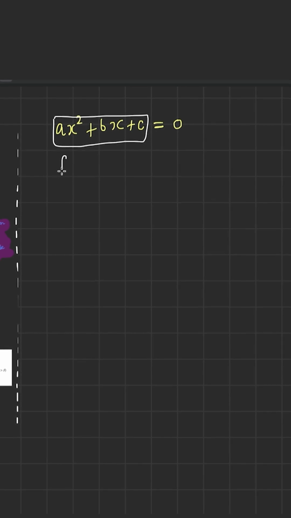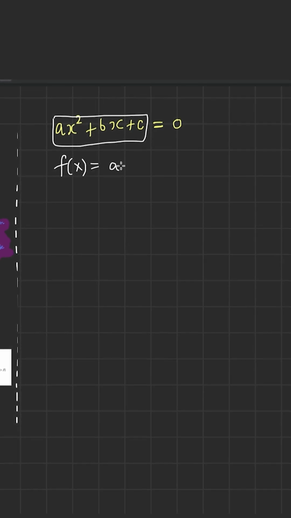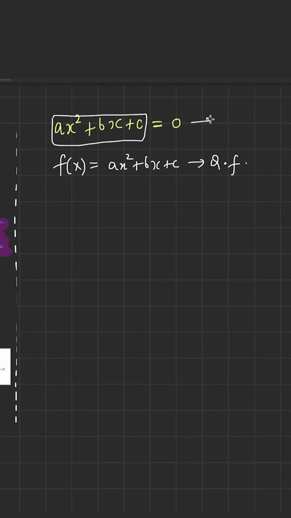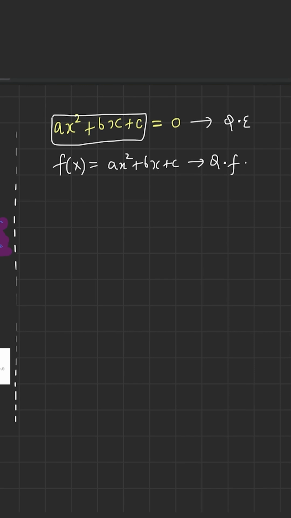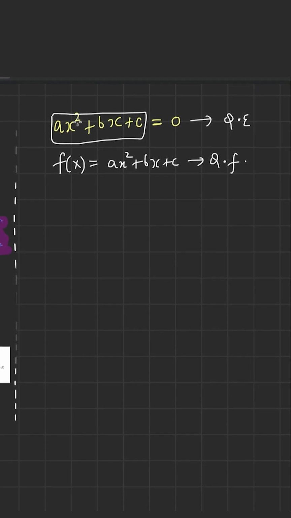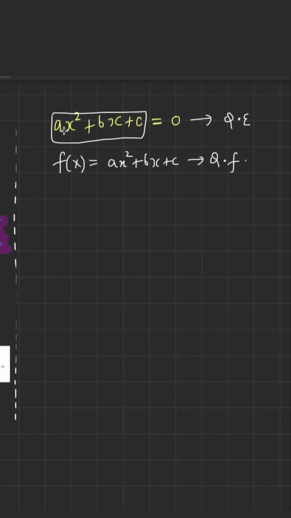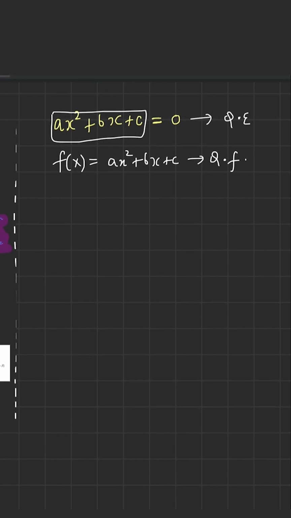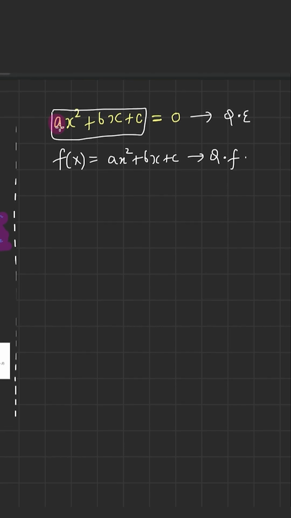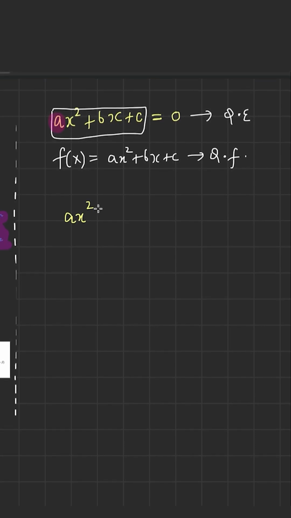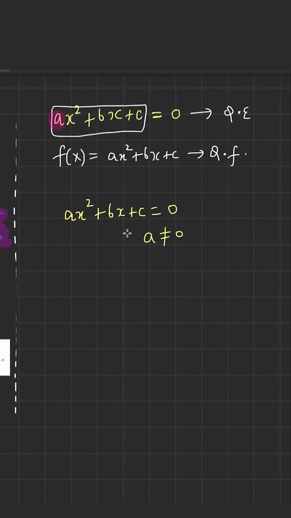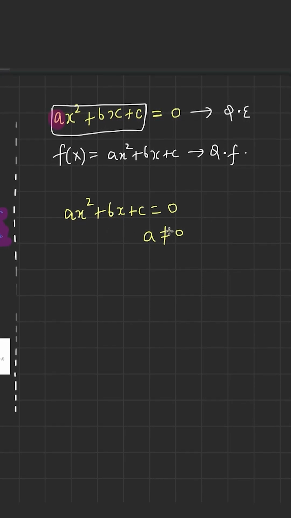And what is a quadratic function? If f of x equals ax square plus bx plus c, this is a quadratic function. And this particular thing is a quadratic equation when you equate something to 0. So any equation in which the highest degree of the polynomial is 2, then you can say it is a quadratic equation. And there is one more condition: your coefficient of the highest degree, which is 2, should not be equal to 0. So ax square plus bx plus c equal to 0, in which a should never be equal to 0, you call this a quadratic equation.